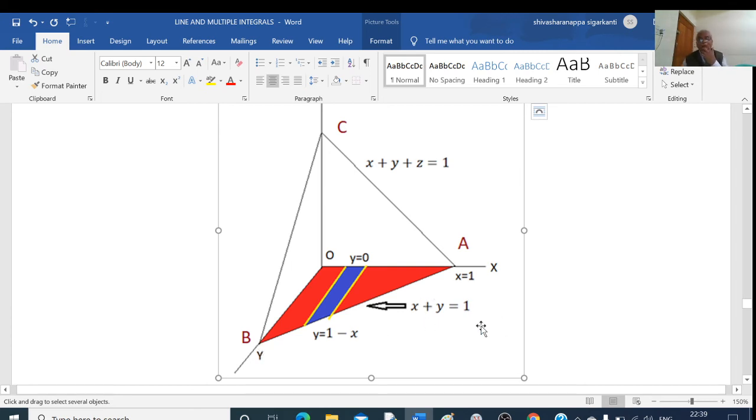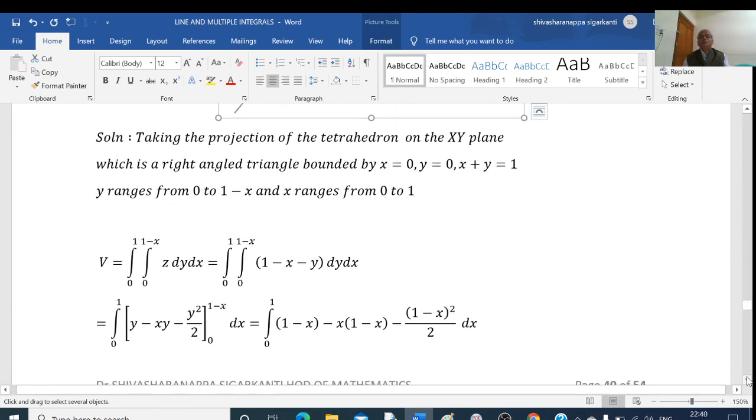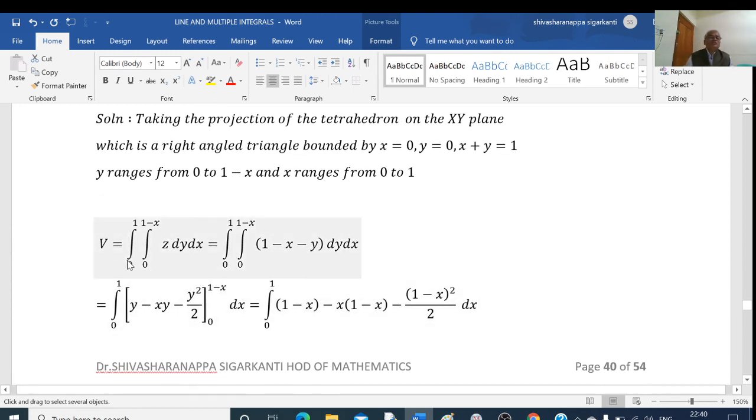Okay. So, my formula is double integral over A. A means x ranges from 0 to 1, y ranges from 0 to 1 minus x, z into dy dx, where z equal to 1 minus x minus y. That is my formula. Okay. So, volume is given by x ranges from 0 to 1, y ranges from 0 to 1 minus x, z into dy into dx. What is z? Z is nothing but 1 minus x minus y, into dy dx.